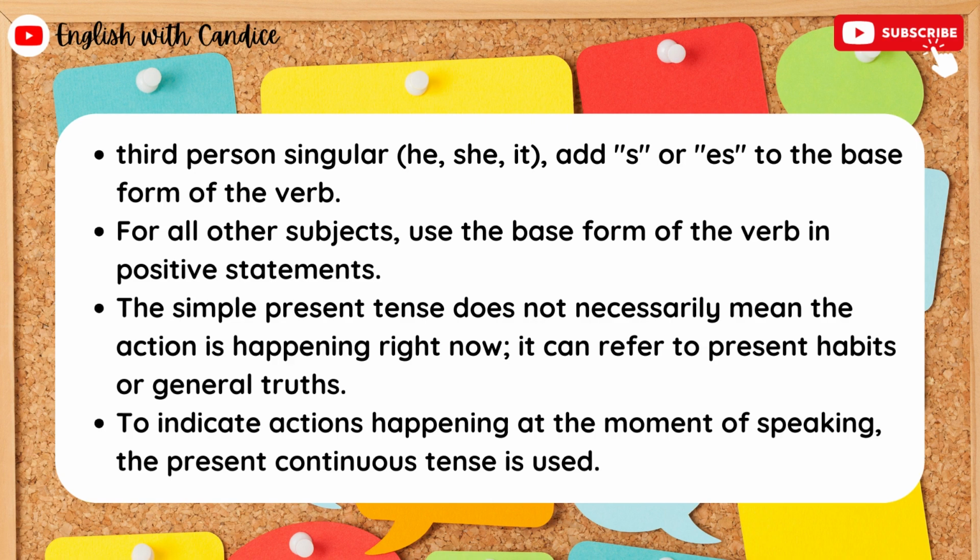Now, just for you to remember, for the third person singular, he, she, it, we add s or es to the base form of the verb. For all other subjects, use the base form of the verb in positive statements. The simple present tense does not necessarily mean the action is happening right now. It can refer to present habits or general truths. And to indicate actions happening at the moment of speaking, the present continuous tense is used.